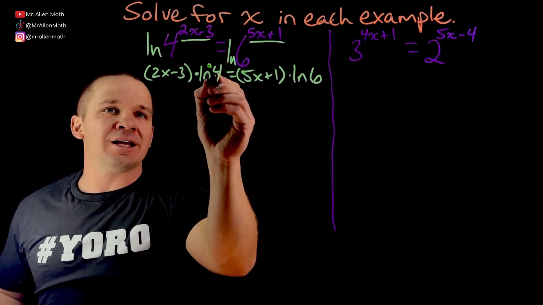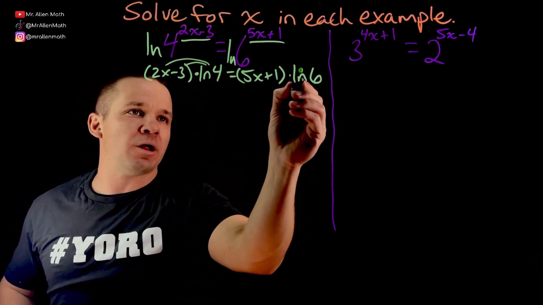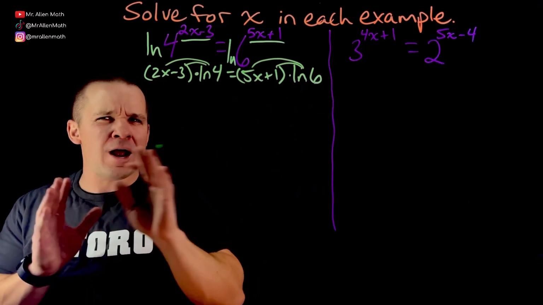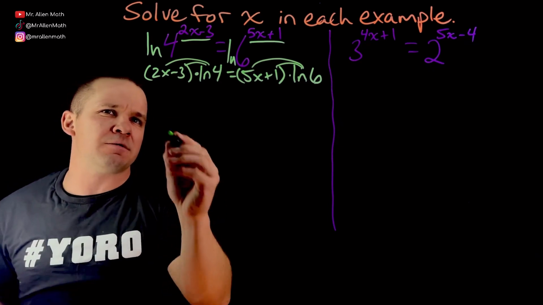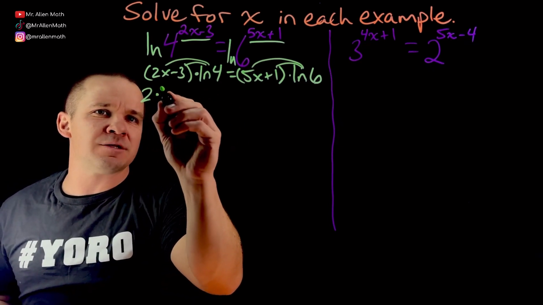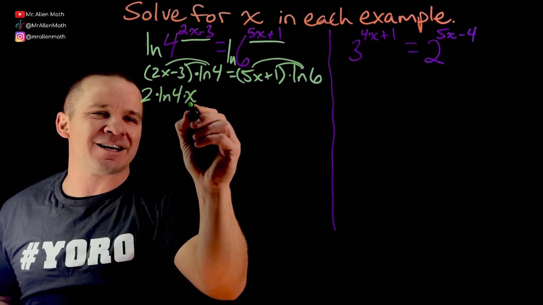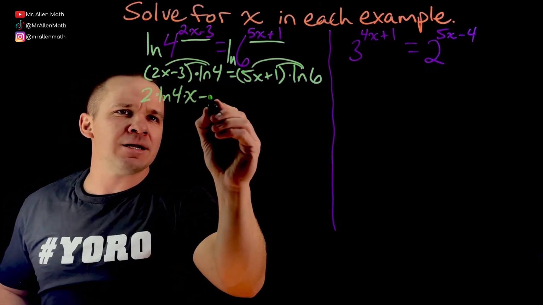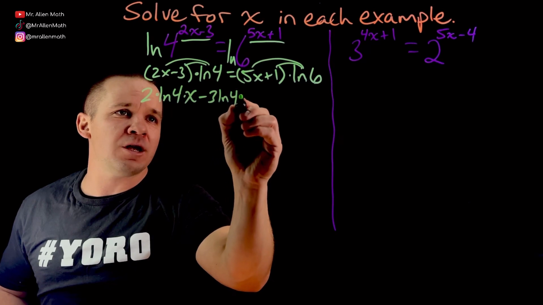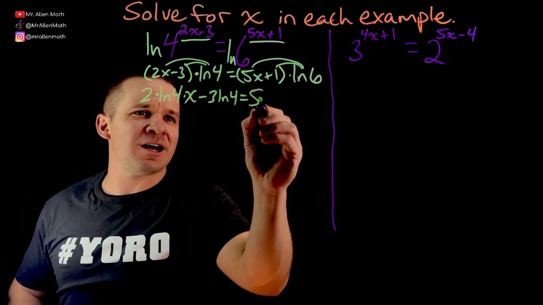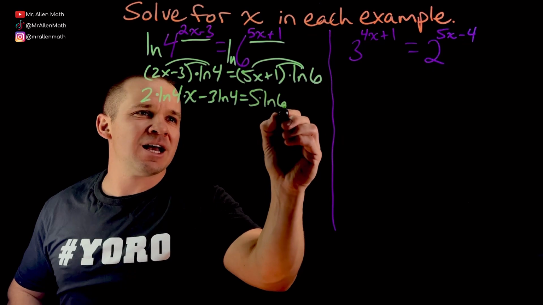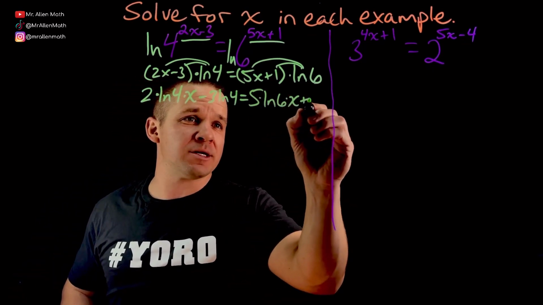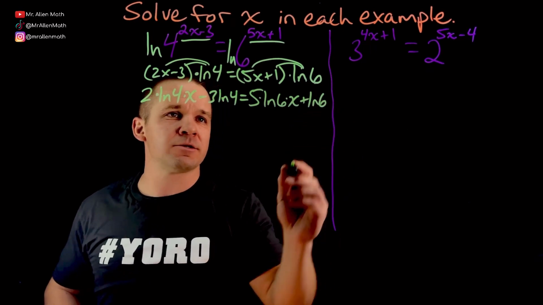So I'm going to distribute the natural log to both parts, as well as on this side. I'm going to write it in the way that makes the most sense to me. We're going to have 2 times natural log of 4 times x. I know we don't need the multiplication sign there, but I feel like it helps separate things a bit. Minus 3 times the natural log of 4 equals, and over here we have 5 times the natural log of 6 times x, and then plus 1 times the natural log of 6, so we're just going to have plus natural log of 6.